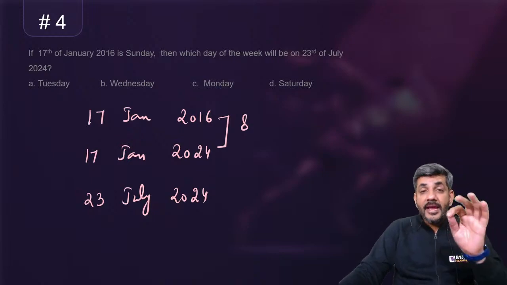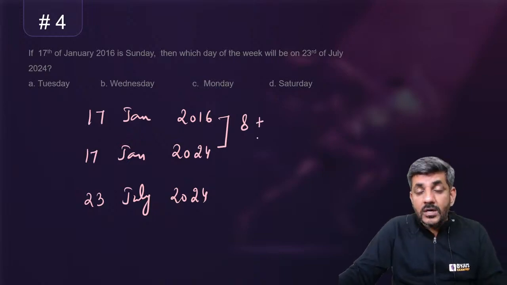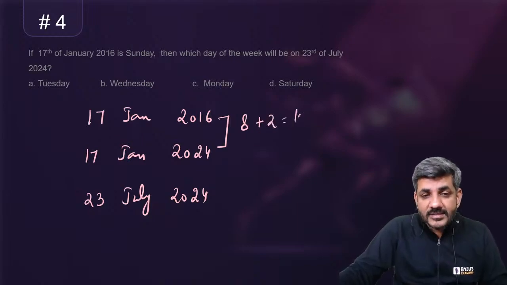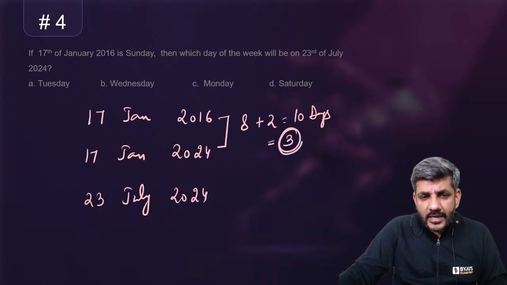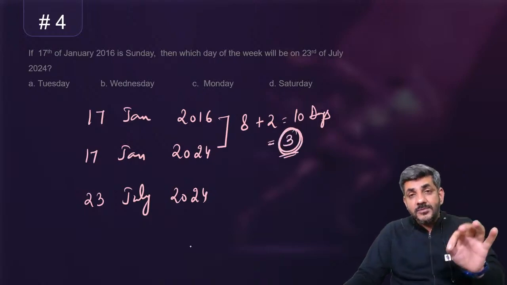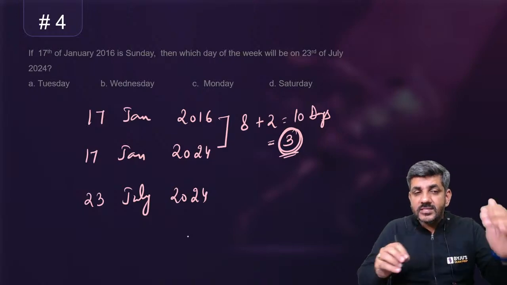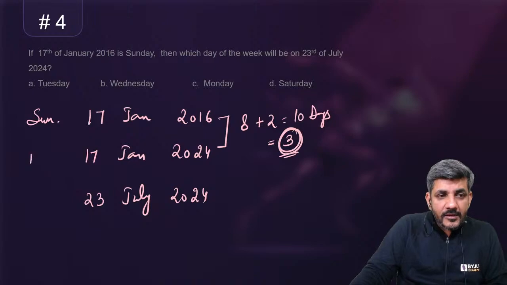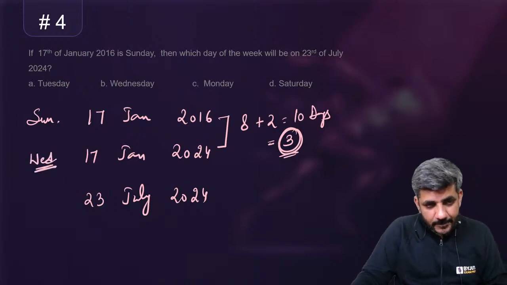That is exact 8 years. 8 years will have 8 extra days. But there are two leap years, 2016 and 2020. So there are two more extra days. That makes the number of extra days as 10. और 10 को 7 से divide करो तो 3. There are 3 extra days between 17th January 2016 and 17th January 2024. मतलब अगर ये दिन संडे है तो ये संडे प्लस 3 होगा वेंसडे.